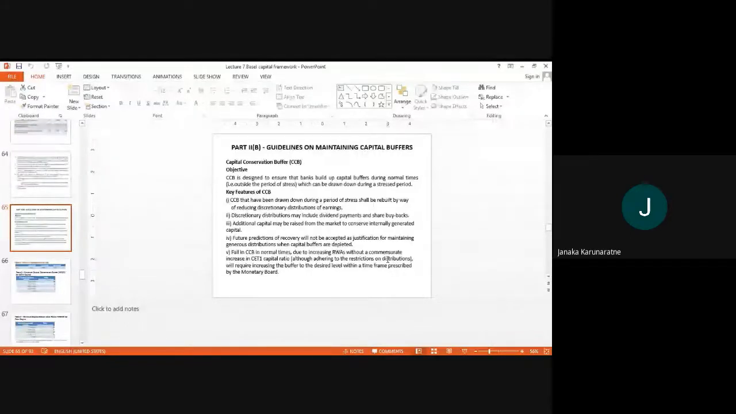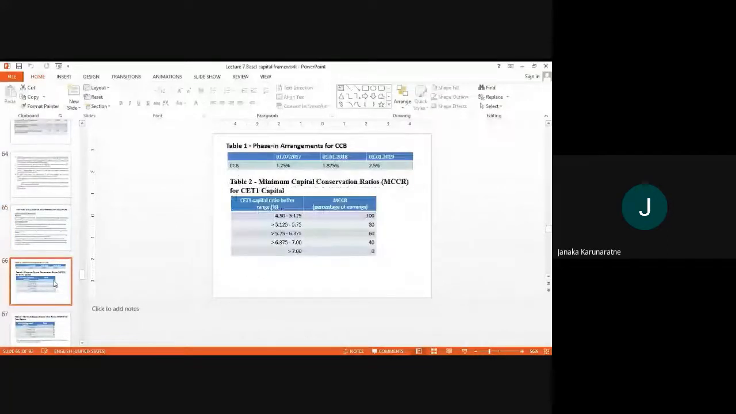Whenever the buffer erodes, Basel suggests that if it erodes below 7%, at different levels, you must conserve capital to build up the buffer again. So let's say your bank is maintaining a CET1 of 7.5. What does it mean?